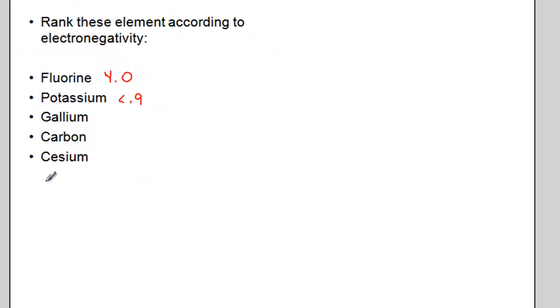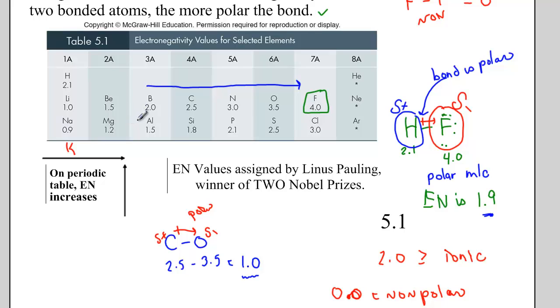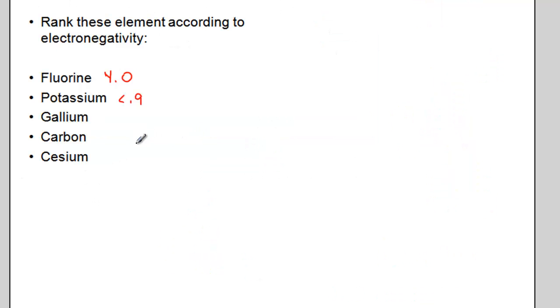How about gallium, Ga? Now again, gallium didn't make the list, but gallium is kind of in this area of the periodic table. So again, with the trend saying potassium is in the same row as gallium, gallium is going to have a greater electronegativity value. Carbon and then cesium. Of course, this would have the lowest number.